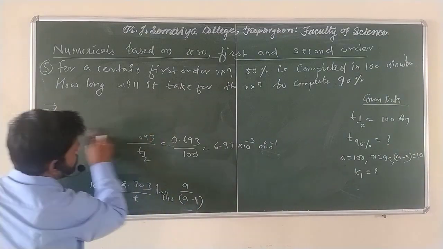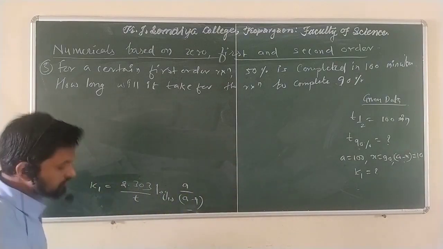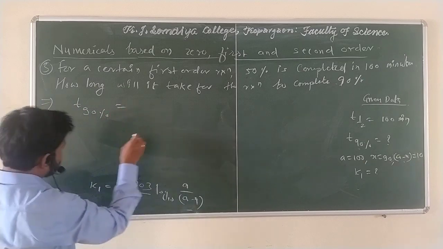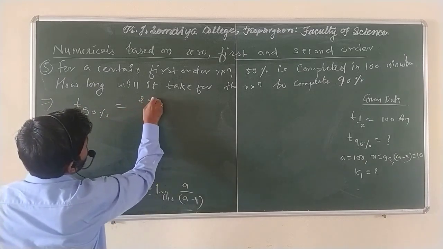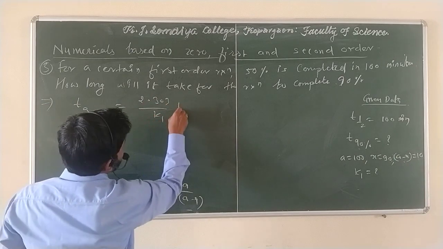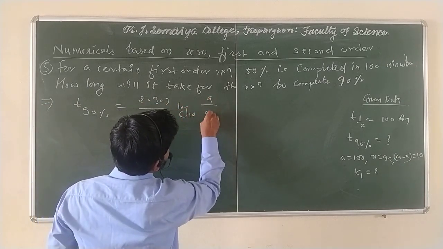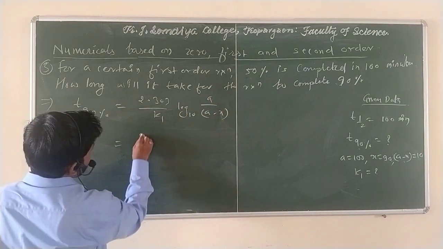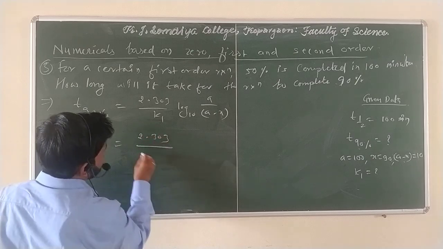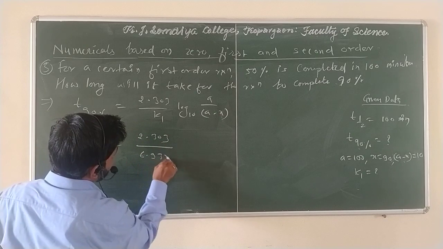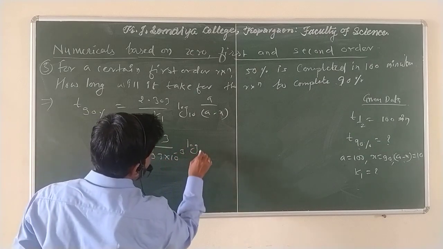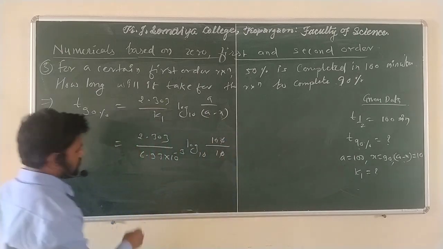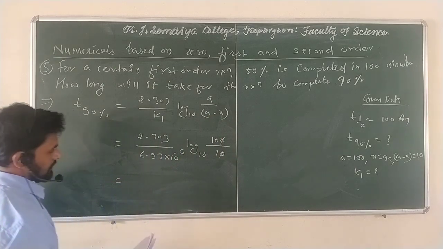How can the time be calculated? T 90% equal to 2.303 upon K1, log of A upon A minus x. So substitute the values. 2.303 upon K value, 6.93 into 10 raised to minus 3, log of 10. What is A? 100. What is A minus x? 10. So this will become 10. Log 10 equal to 1.